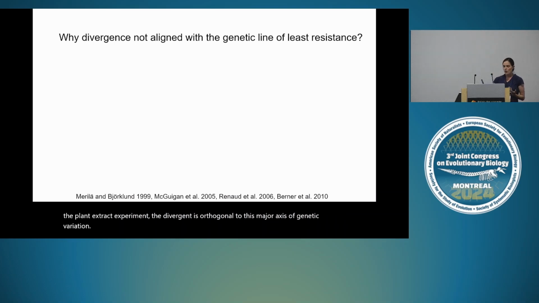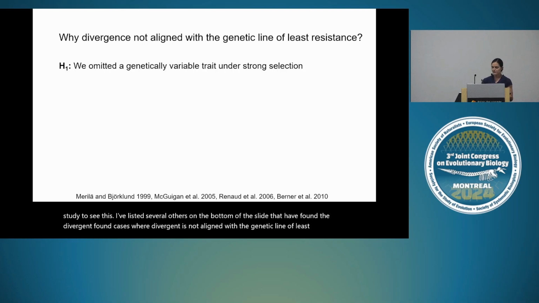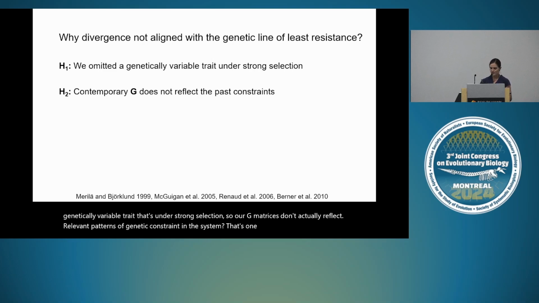Okay, so why might we see divergence that's not aligned with Gmax, or this genetic line of least resistance, in this particular group of fungal endophytes? We're certainly not the first study to see this. I've listed several others on the bottom of the slide that have found cases where divergence is not aligned with the genetic line of least resistance. And they've floated a couple of hypotheses. One obvious one is that we may have omitted a genetically variable trait that's under strong selection. So our G matrices don't actually reflect the relevant patterns of genetic constraint in this system. That's one possibility.